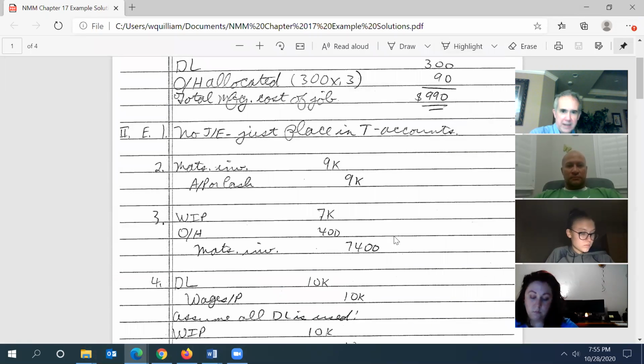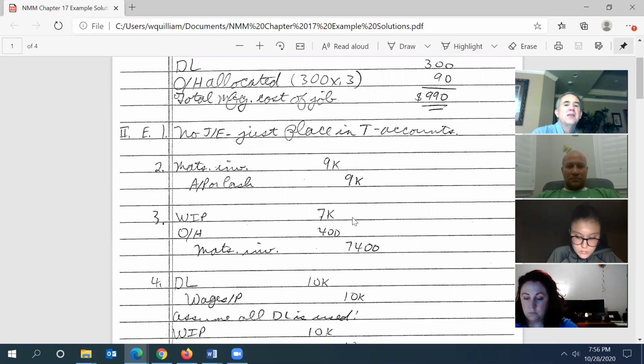So in journal entry 3, let me say first of all that we are taking the full $7,400 out of materials inventory. So we're going to credit the $7,400 to materials inventory to show that it's a reduction in that account. So a credit to an asset reduces it.